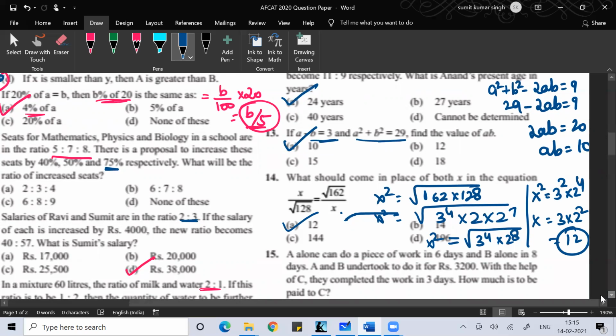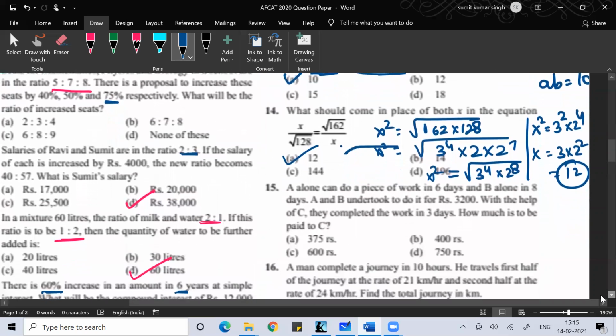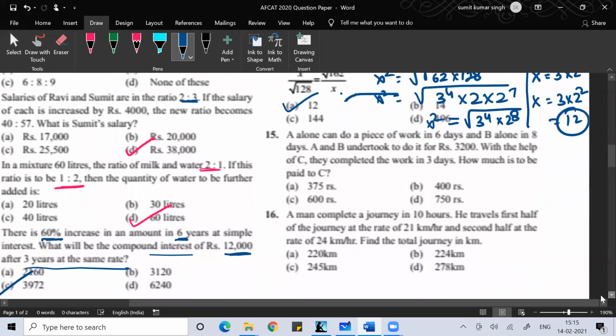Question number 15, time and work problem. This question came in CAT also, 2017. A alone can do the work in 6 days, and B alone can do the work in 8 days. A and B undertook this work for 3200 rupees. With the help of C, they completed the work in 3 days. How much should they pay to C? So the answer for this is 400.